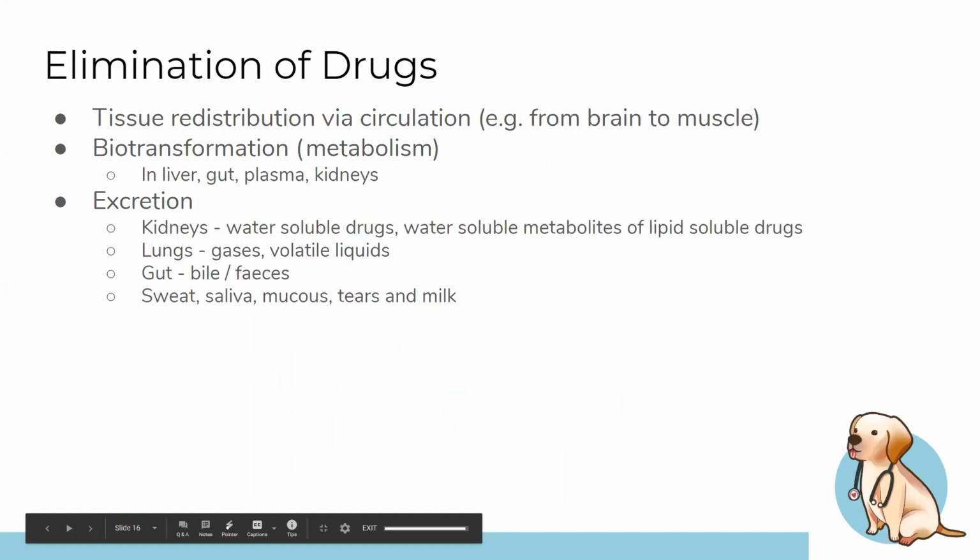So, elimination of drugs. A drug can be distributed through different tissues via circulation, so it can go from your brain to your muscle. It can be metabolized, so biotransformation, like in your liver, your gut, your plasma, or your kidneys, or it can be excreted. Your kidneys will excrete water-soluble drugs and water-soluble metabolites of lipid-soluble drugs. Your lungs can excrete gases or volatile liquids, and your gut will excrete bile and feces. It can also be excreted through sweat, saliva, mucus, tears, and milk.